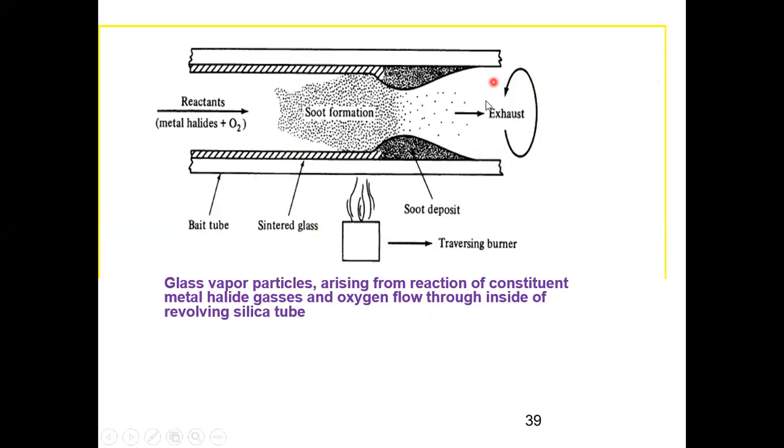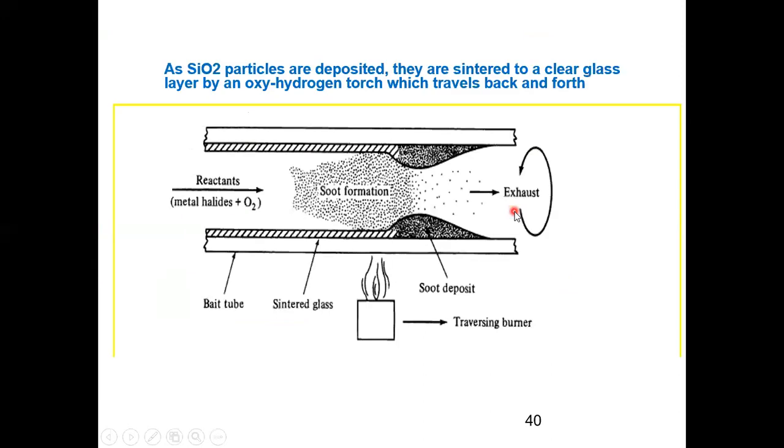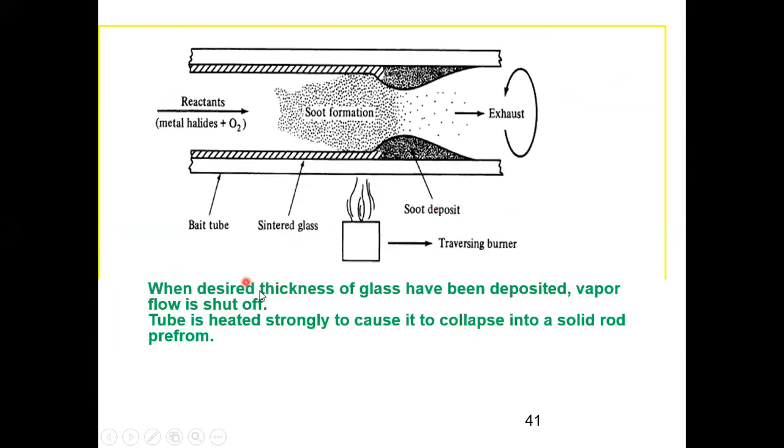So mention this direction. As SiO2 particles are deposited, they are sintered to a clear glass layer by an oxyhydrogen torch which travels back and forth. When desired thickness of glass has been deposited, the vapor flow is shut off. The tube is strongly heated to cause it to collapse into a solid rod preform. This is the sentence which I was highlighting.